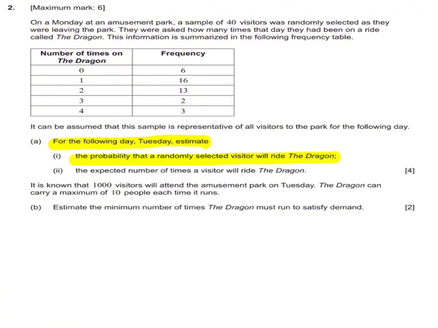To solve this, we'll use the data provided in the table. X represents the number of times a visitor rides the dragon, and frequency represents the number of people. We'll calculate the probability based on this information.